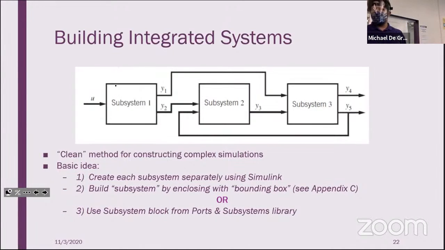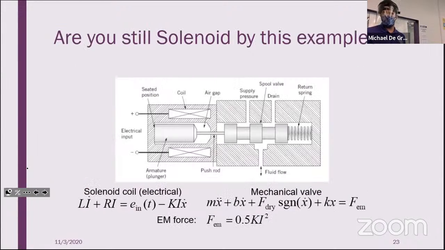So there's a couple of ways, right? You can do it the first way here, which is to create a subsystem separately using Simulink and then use a bounding box. That's a process that is covered in your textbook in Appendix C, but not one that we're going to cover in class, because the way that we're going to talk about it is by just using the subsystem block from the ports and subsystems library. Okay.